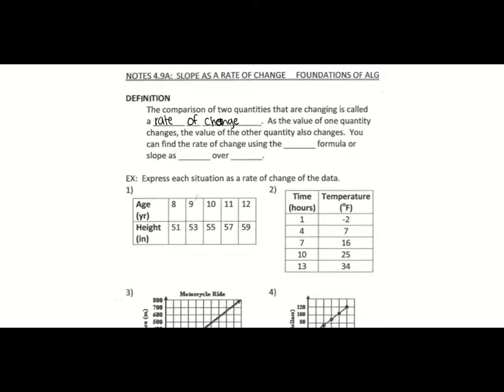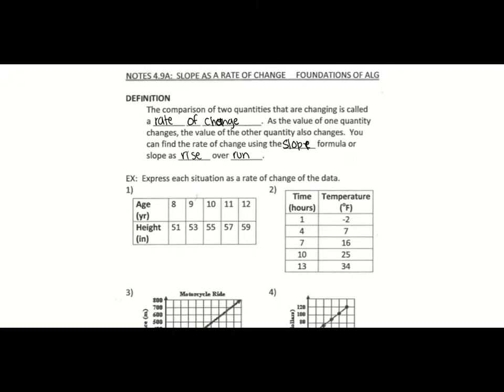You can find the rate of change using the slope formula as rise over run. So if we look at our first example here, you see that as you get older, as your age goes up from 8 to 12, your height also increases. And we want to know how many inches per year did this person grow.